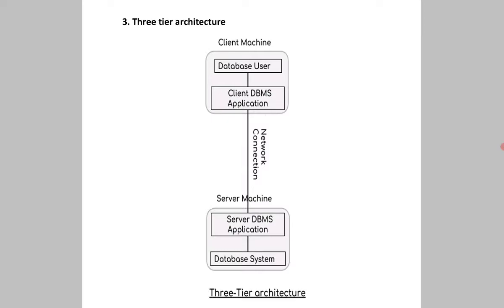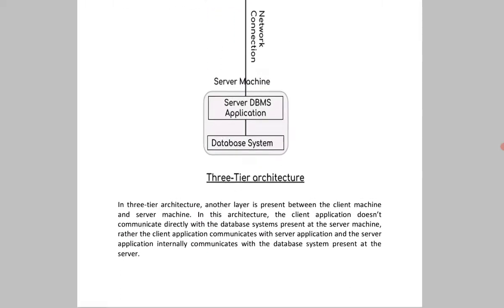Basically 2 types of servers are available. One is used for the presentation server or application server, which has all the application programs, whereas the second server contains the original database system. So this type of architecture is called a 3-tier architecture.